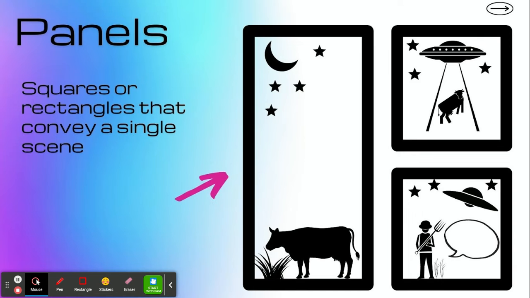And then the next thing that happens is a UFO appears, and it looks like a cow is being abducted by aliens. And then in the next panel, the UFO is flying away, and it looks like there is a farmer standing there, confused perhaps about what is happening to his livestock. So those are panels. All three of these panels work together to tell a story. Each different box is a piece of that story.